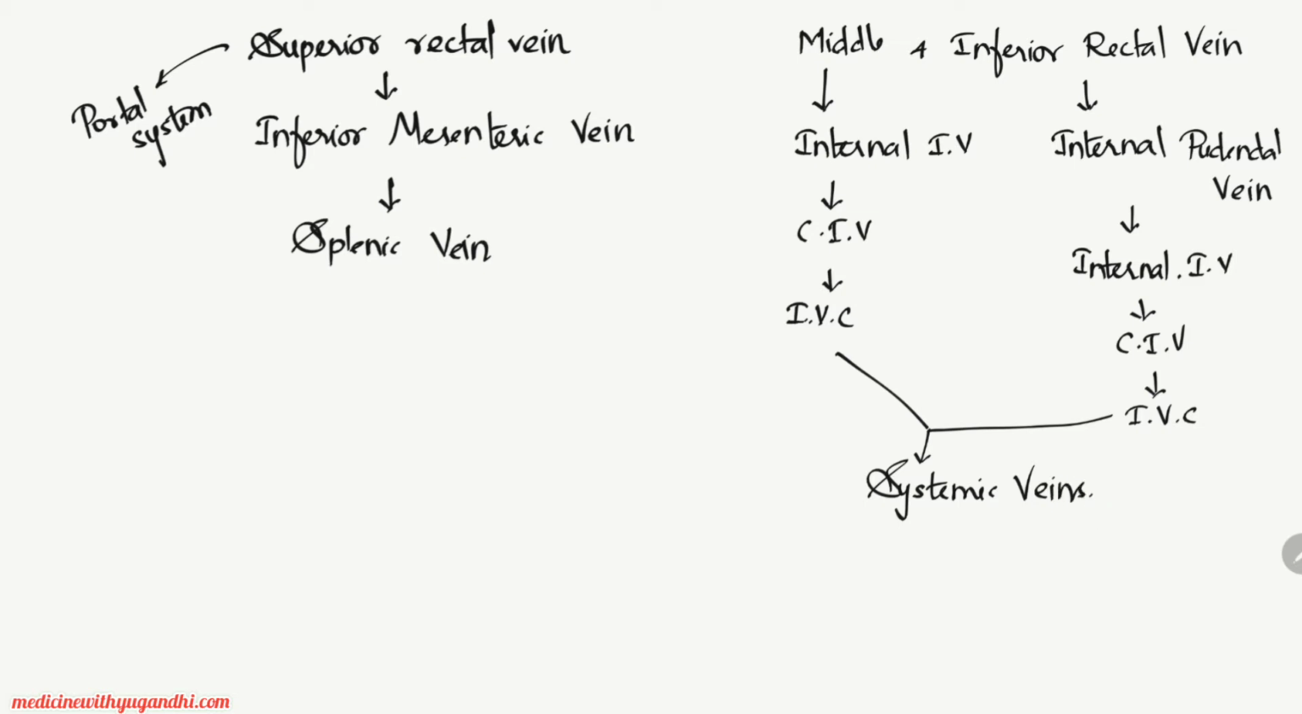So at the lower end of the rectum, the superior rectal vein anastomoses with the middle and inferior rectal veins. That's all about the second site. Let us move on to the next site, that is the umbilicus.